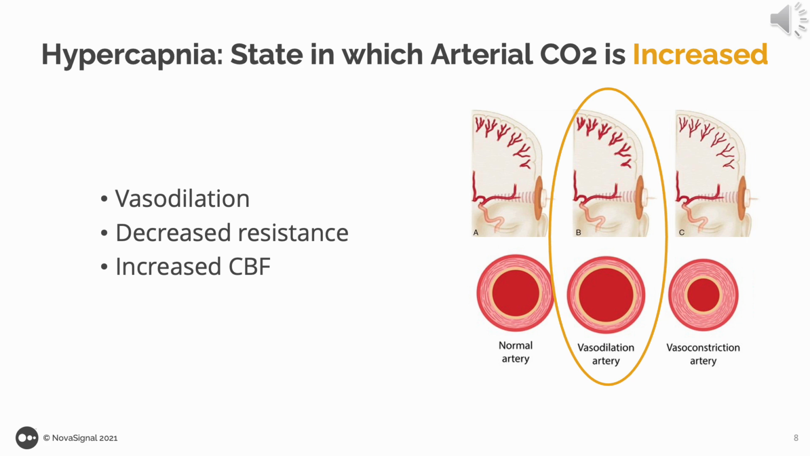Our second state of response is hypercapnia. Hypercapnia is a state in which arterial CO2 is increased. We expect to see vasodilation and decreased resistance, which leads to increased cerebral blood flow velocities. The image circled is displaying a hypercapnia response.